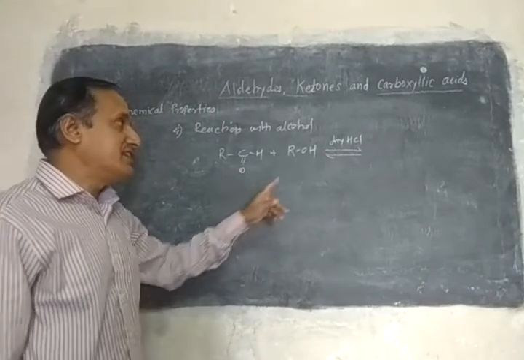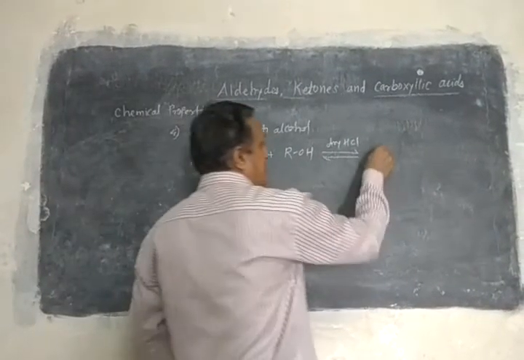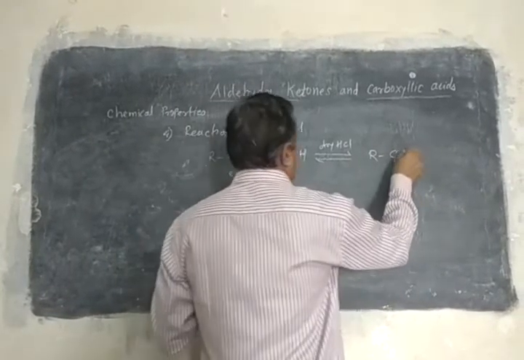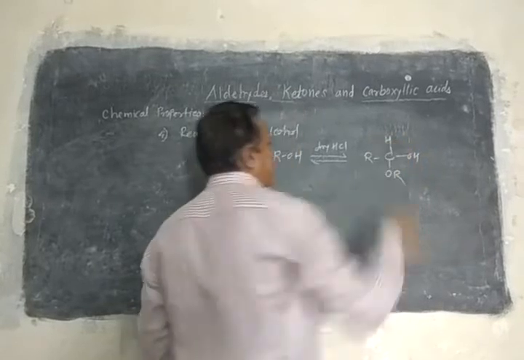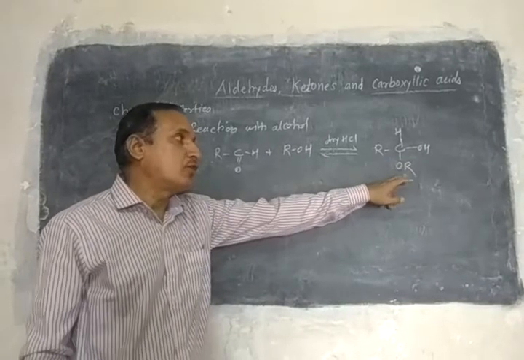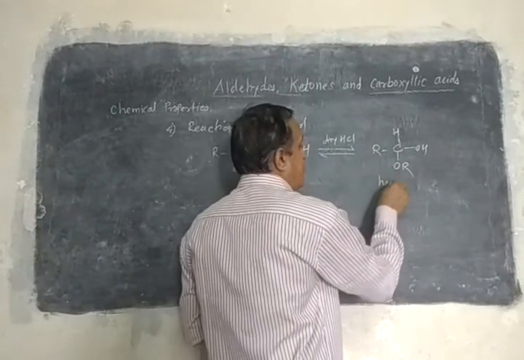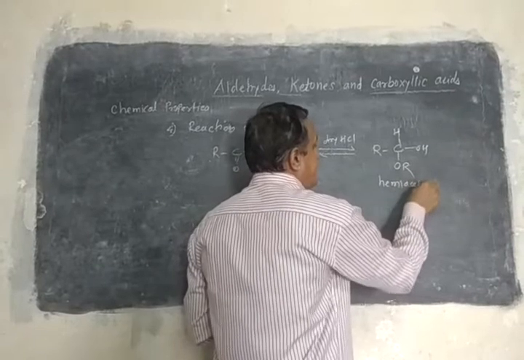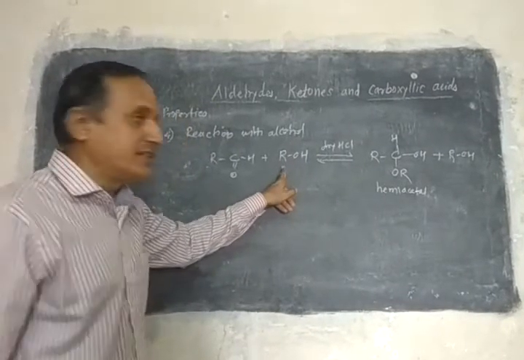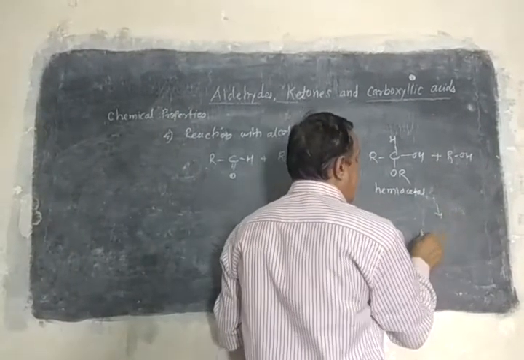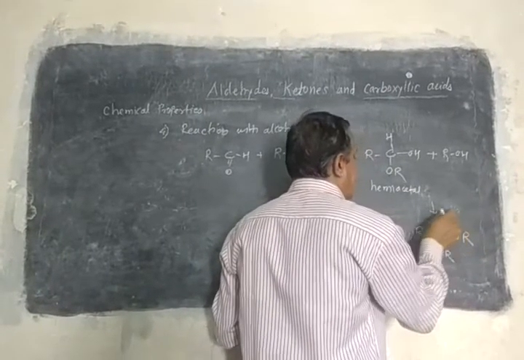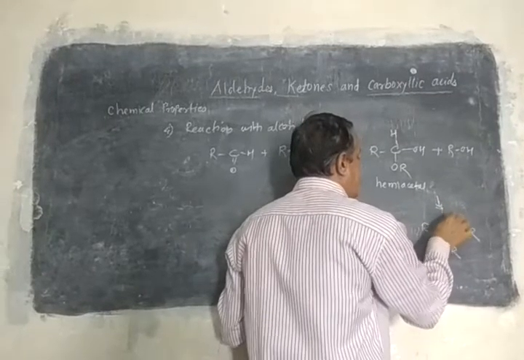Again, the same addition reaction will take place, added over here, and then we get R-C-O-R, with OH and H. So here we get the alkoxy alcohol. It is called the hemiacetal. This hemiacetal again reacts with a second molecule of alcohol. Then again we get the product like this, R-C-O-R, here again OR, and then this H.